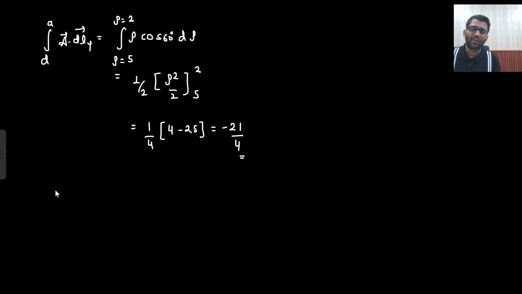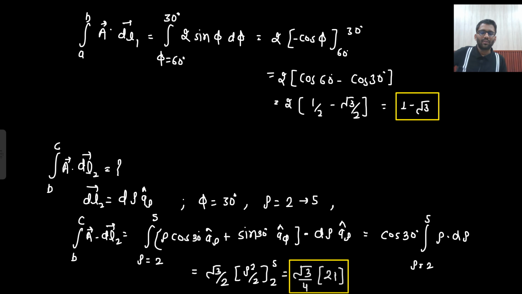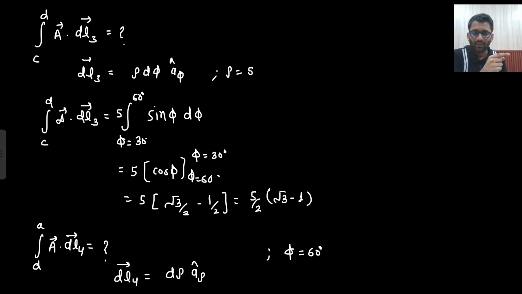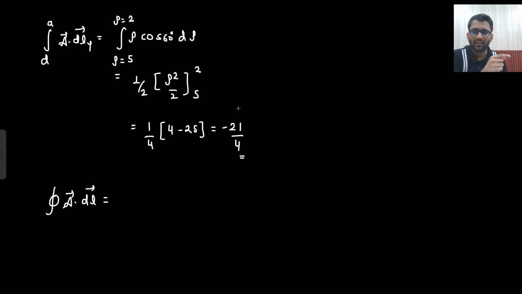Now what do I need to do? I need to calculate the complete addition, so the A dot DL addition I need to do. So 1 minus root 3 by 4. Then what is the answer? This answer I got, and then this answer I got. I just need to add them up.